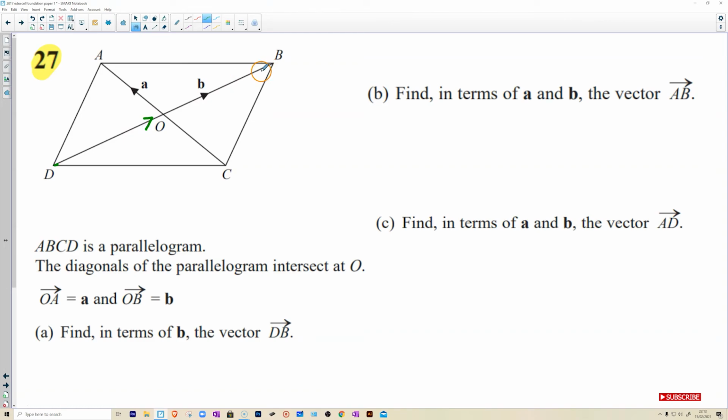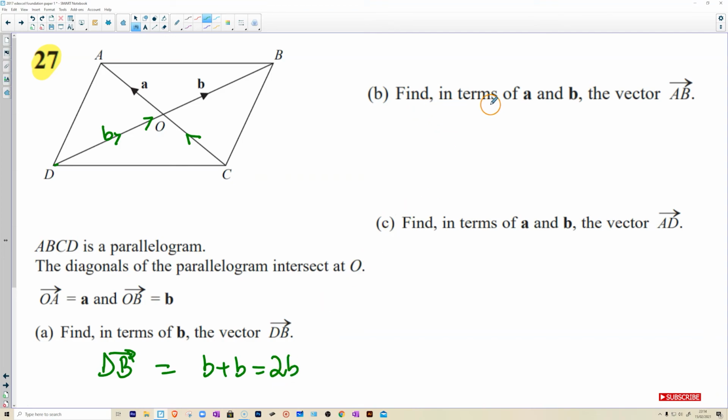So this vector is going that way. What you need to know is properties of shapes here. We know the diagonals of a parallelogram intersect at the center of the parallelogram. That means this line DO is the same as B and is going in the same direction as B. So this vector here is also B. And vector CO is the same as A. So DB is going to be equal to B plus B, which is 2B.